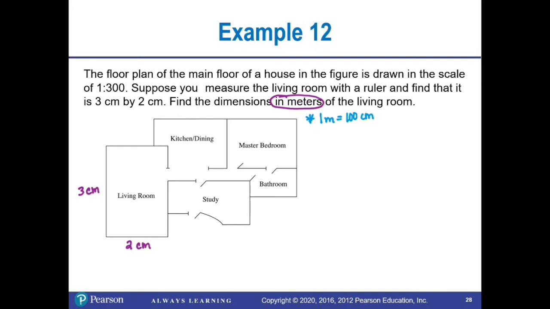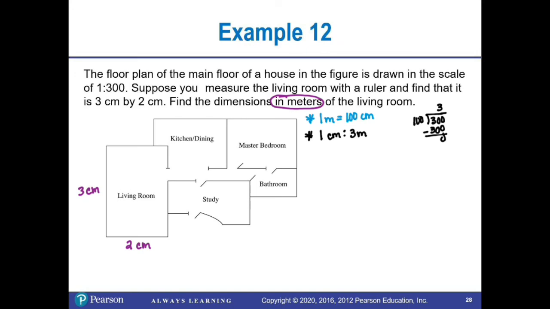Now I'm going to think about my ratio, 1 to 300. So the 1 is 1 centimeter, and the 300 is 300 centimeters. Let's change 300 centimeters to meters. So I divide 100 centimeters into 300 centimeters. That gives me 3 meters. And now my ratio is 1 centimeter to 3 meters.